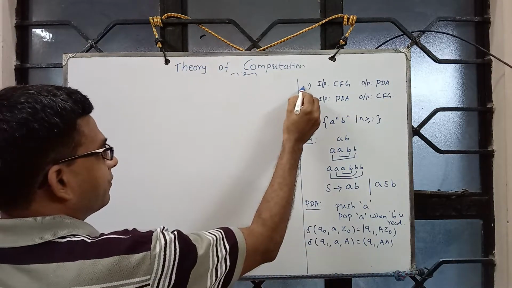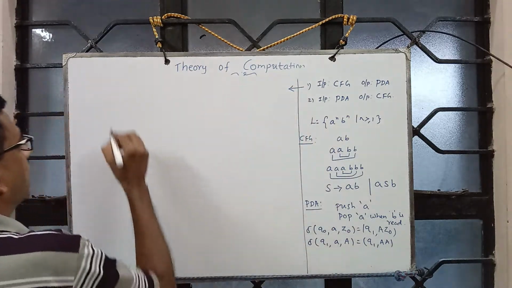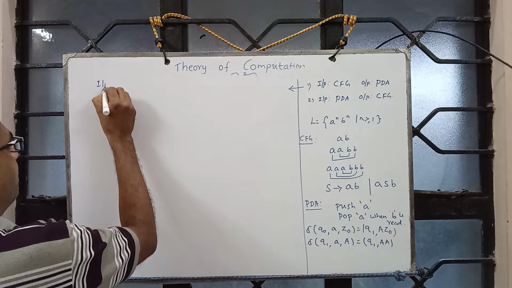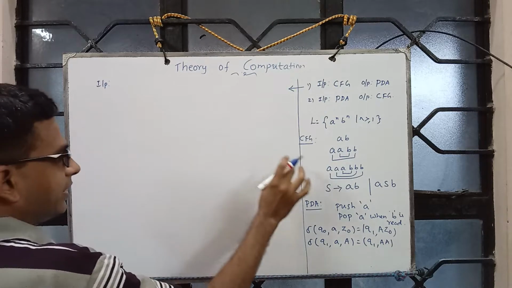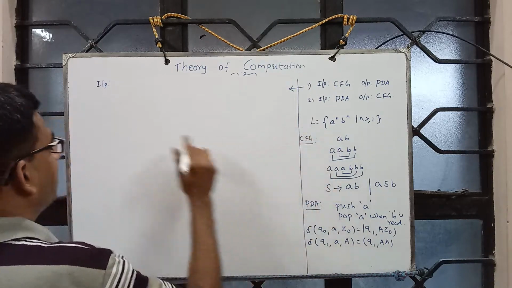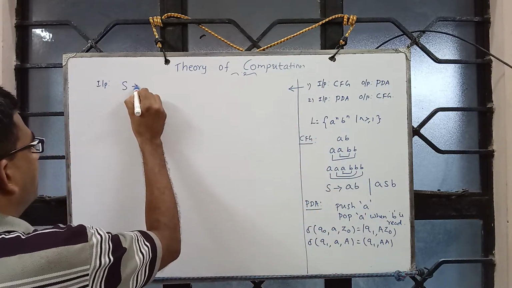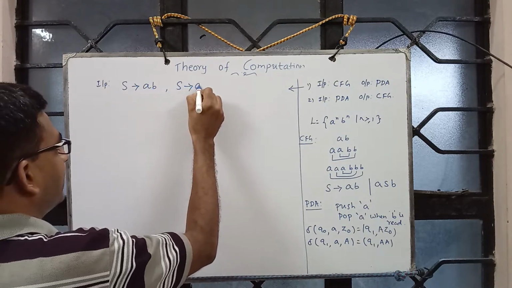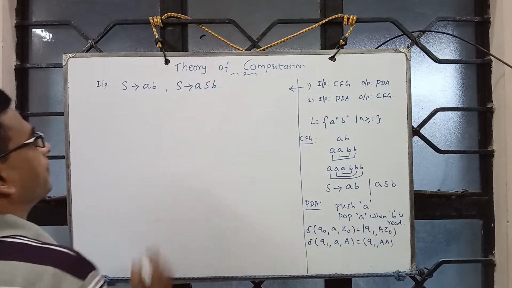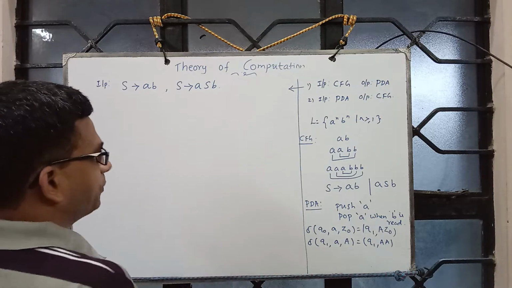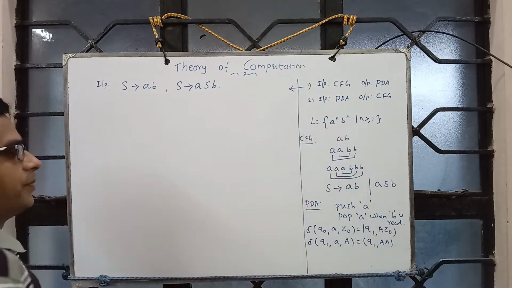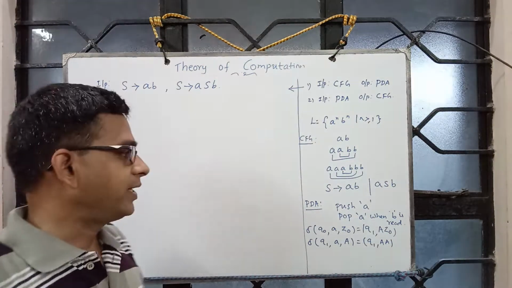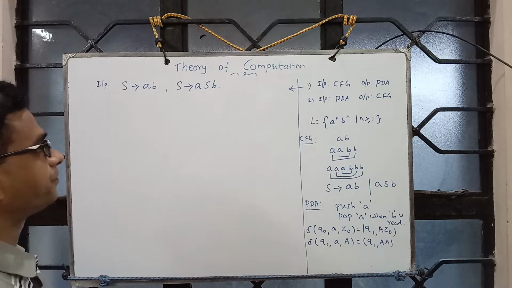Let's look at the first one. Let's look at this language itself. Input as CFG corresponding to the language a power n, b power n: S implies AB and S implies ASB. The language corresponding to this is a power n, b power n. Now we shall see how to obtain an equivalent pushdown automaton.